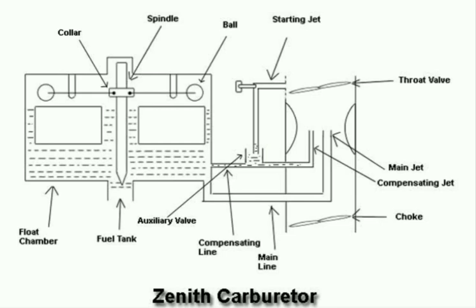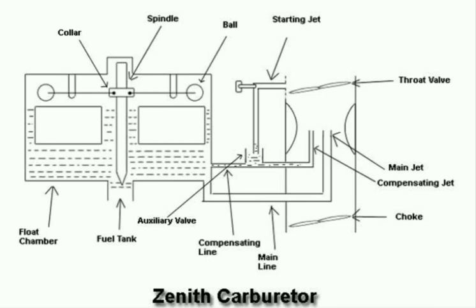So there is a list of various components in a Zenith carburetor. You are looking at this diagram: float chamber, main line, main jet, fuel tank, collar, spindle, ball, starting jet, compensating line, choke, and throttle valve. Right? So we are going to discuss construction and working as well.